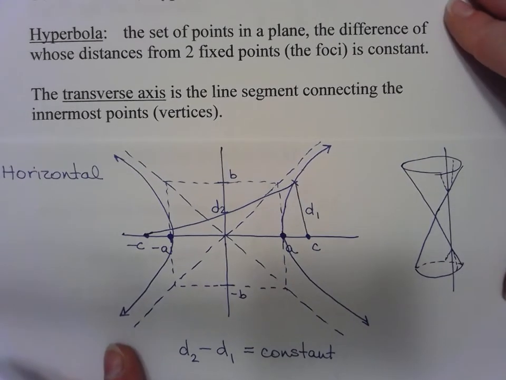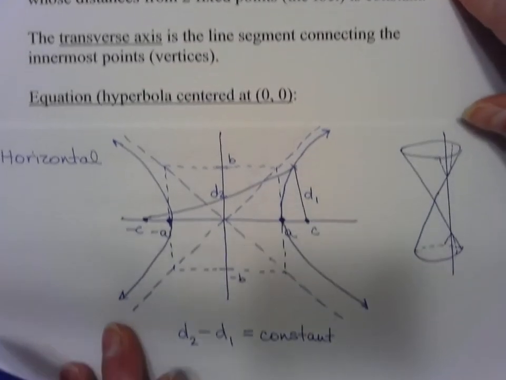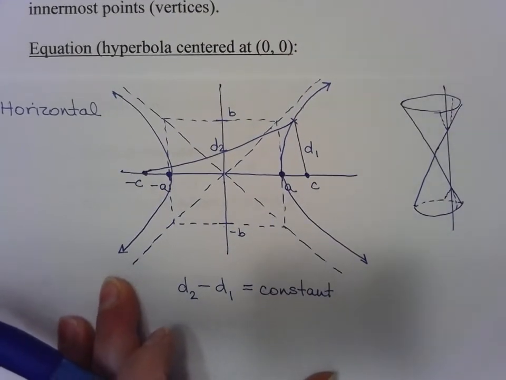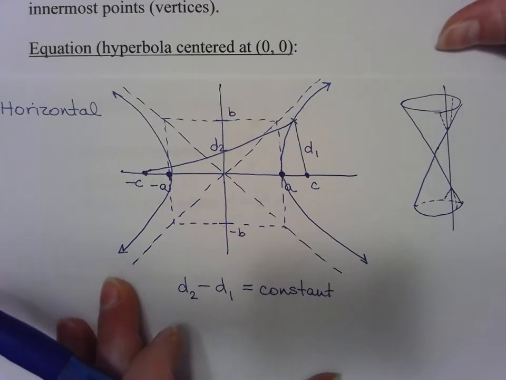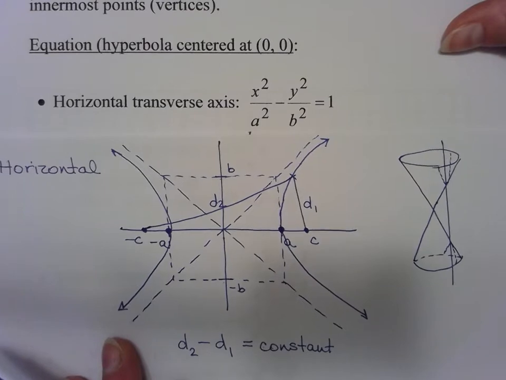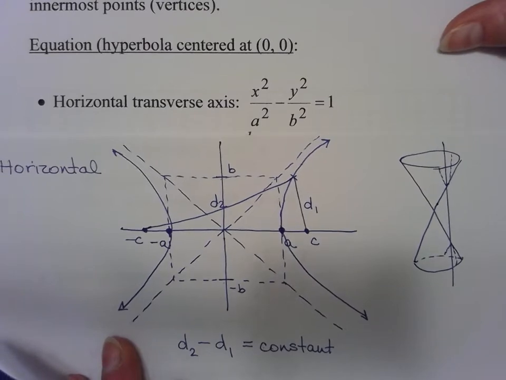Okay, so now let's connect that with the equation. Again, we're going to look only at hyperbolas centered at 0, 0. We could shift these left or right, up or down, and that would change the center, but we're always going to be counting from the center. So since we're starting out, we're just going to look at those that are centered at 0, 0.